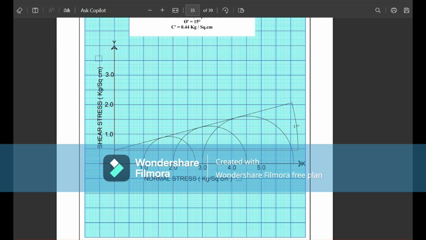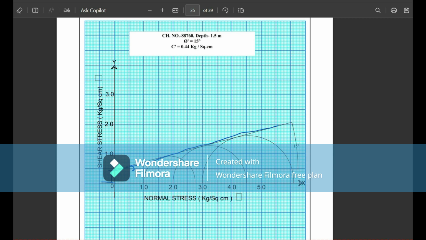Then the failure envelope touches the tangent points from the three applied normal loads and is connected with one line, and from there we find the friction angle. Also the C value from here is 0.44 kg per square centimeter, and the angle of friction is 15 degrees.